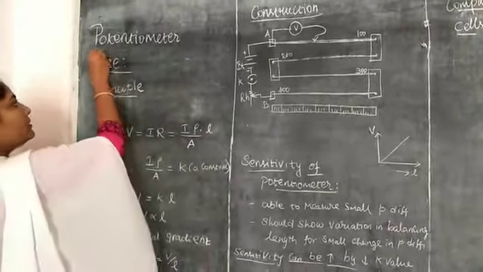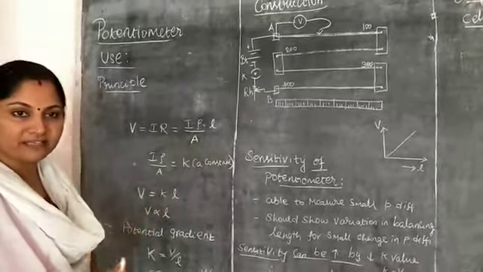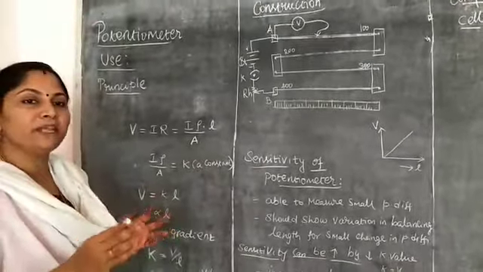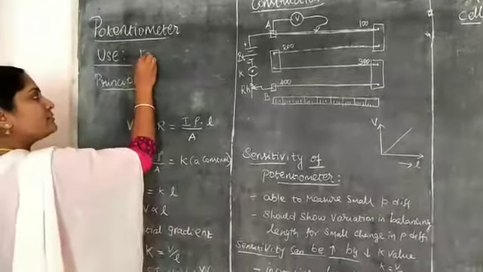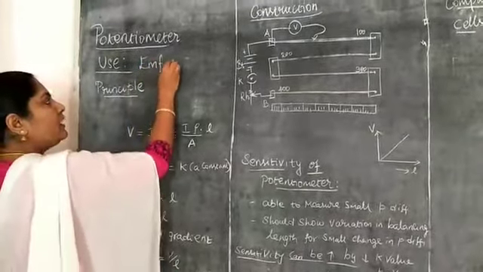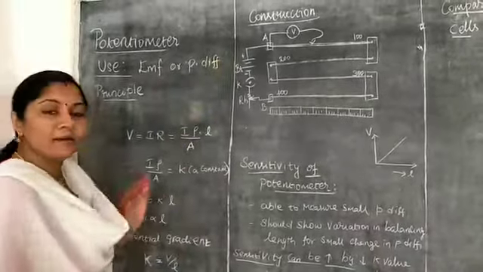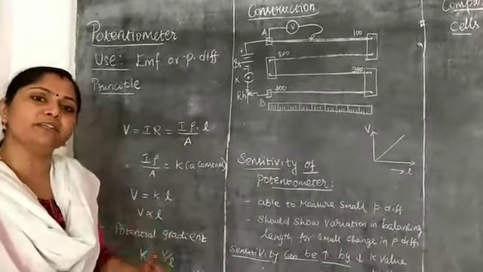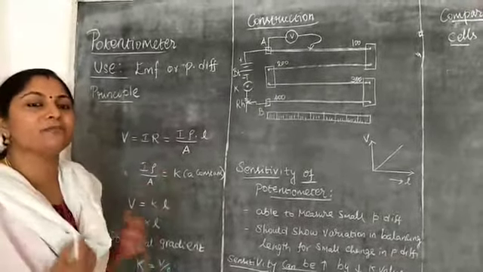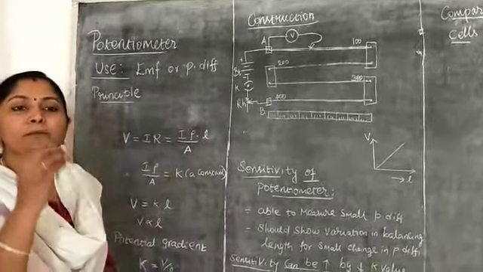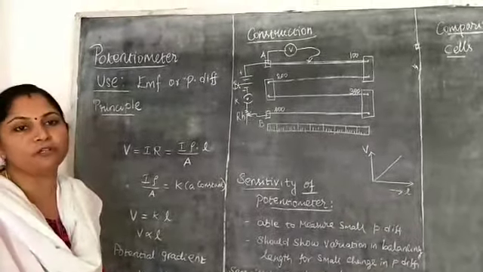Potentiometer is a device which is used to measure the EMF of the cell or potential difference between the 2 points. So what is the use of this device? This is used to measure the EMF or potential difference accurately. You must remember that potential difference can be measured with the help of the voltmeter also. So why do we need this device? The potential difference or EMF can be measured more accurately than with the voltmeter.